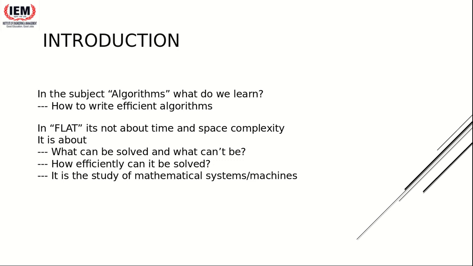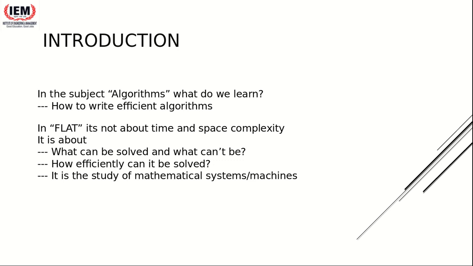But in formal language and automata theory, the scenario is something else. It's not about just time and space complexity, but about whether a problem is solvable at all or not. I repeat, in automata theory, it's not about the complexity. If you are given a problem, are you able to solve the problem? Or is the problem solvable at all, or is it not solvable? That is a very vital point of automata theory, this solvability.